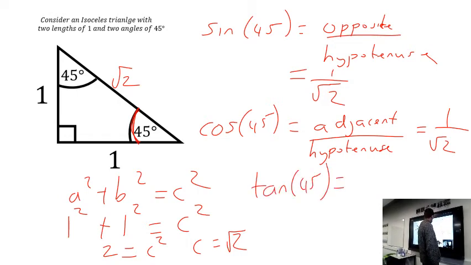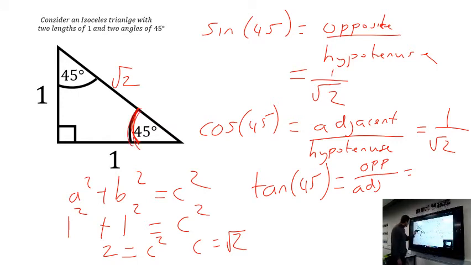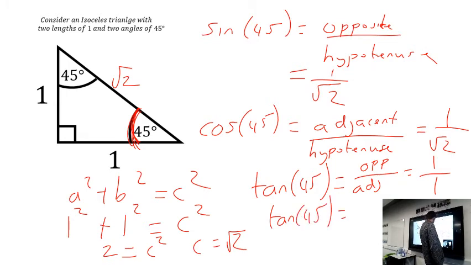which is equal to our opposite over our adjacent. So what's the opposite? I'm going to use this angle here, but you may want to use the other one. It's 1, and the adjacent is 1. So 1 divided by 1 is 1. So tan 45 is just equal to 1. And you can check that with your calculator.